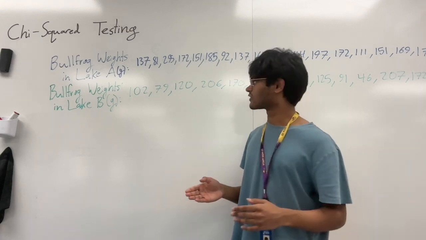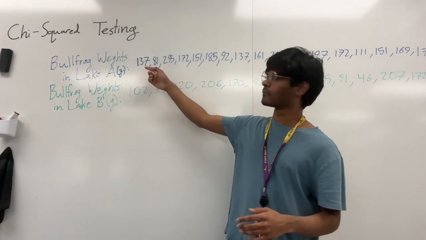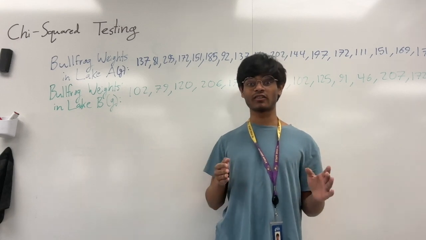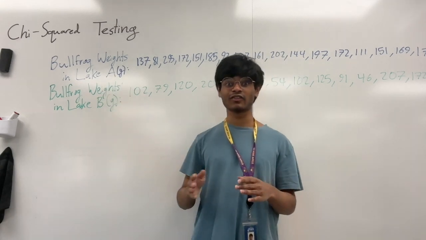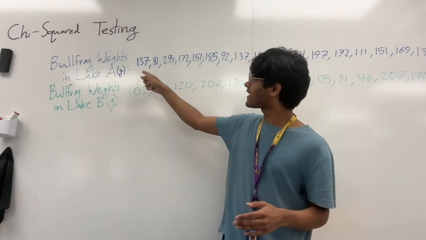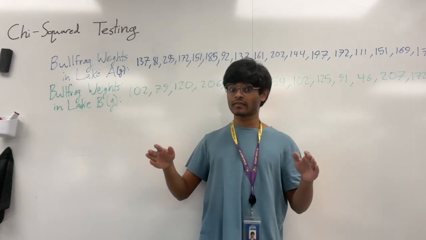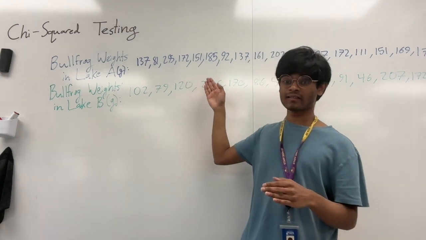Let's say that I sample just one bullfrog. I don't know how spread out the data is. I have no idea whether the other bullfrogs could weigh up to 1,000 grams or whether they could go down to 2 grams. But as I add more bullfrogs, I can get a better sense of the spread of the data, and I can get a better sense of the mean.